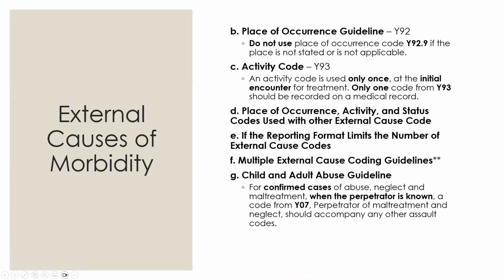So next we're going to talk about place of occurrence. Code category Y92 for place of occurrence of external cause are secondary codes for use after other external cause codes to identify the location of the patient at the time of injury or other condition. Generally, a place of occurrence code is assigned only once at the initial encounter for treatment.